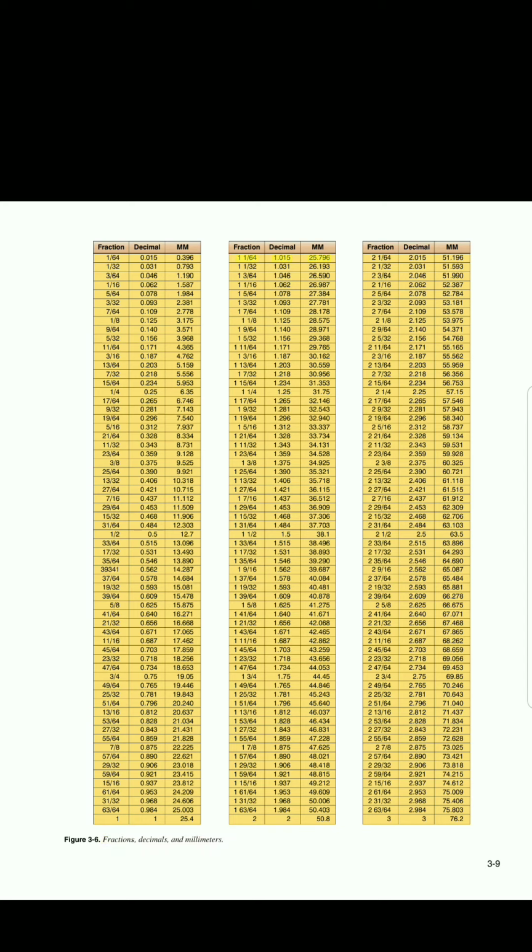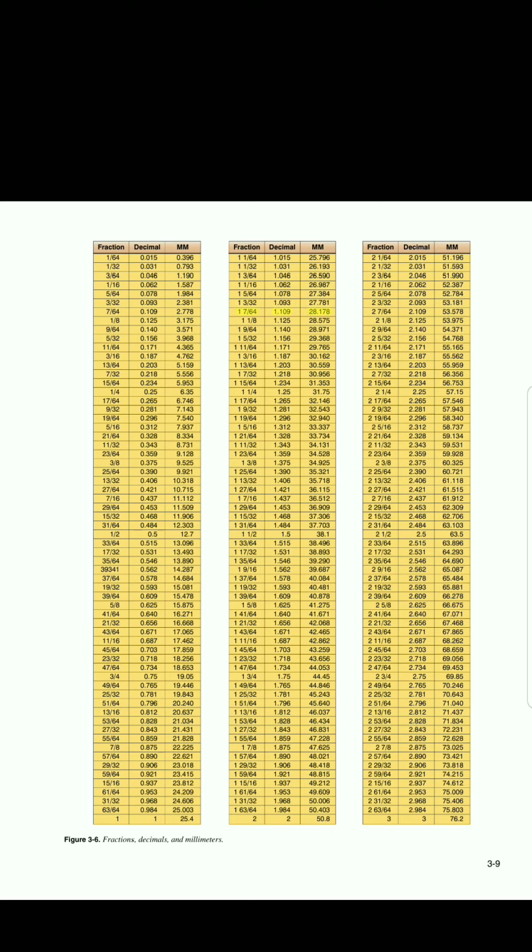1 and 1/64th, 1.015, 25.796. 1 and 1/32nd, 1.031, 26.193. 1 and 3/64ths, 1.046, 26.590. 1 and 1/16th, 1.062, 26.987. 1 and 5/64ths, 1.078, 27.384. 1 and 3/32, 1.093, 27.781.